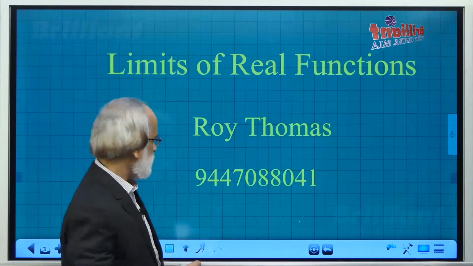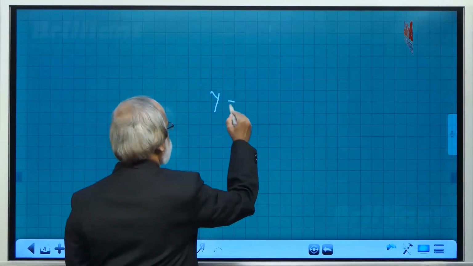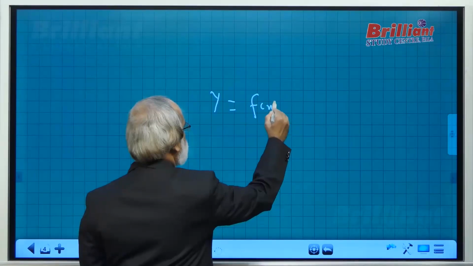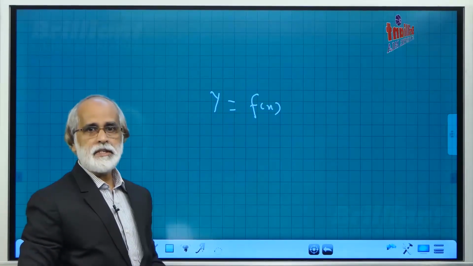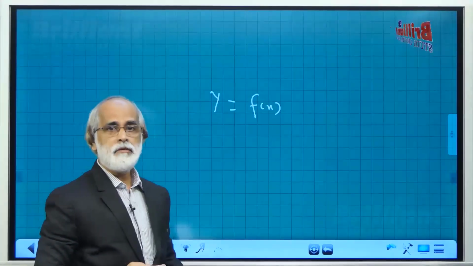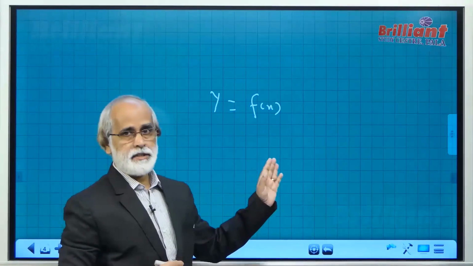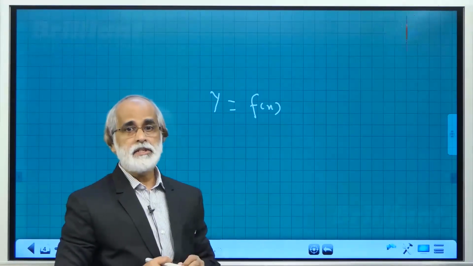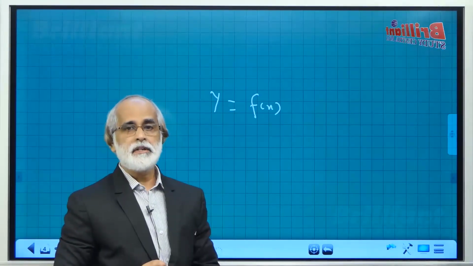We know a function is usually denoted by the symbol y is equal to f of x. This is the common symbol for a function. In y equal to f of x, x is independent and y is dependent. What's the meaning that y is a function of x? Whenever there is a change in x, and what do you mean by change? Either an increase or a decrease, and that is change.